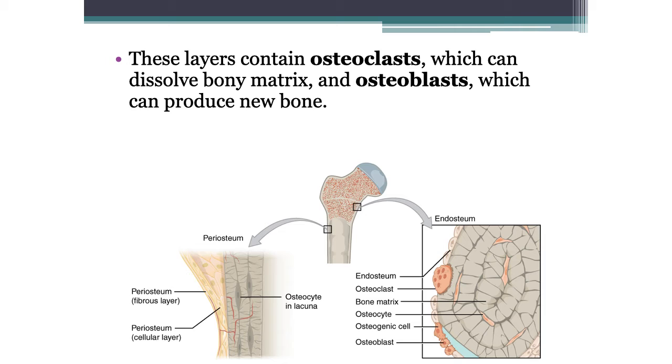These layers contain osteoclasts, which can dissolve the bony matrix, and osteoblasts, which produce new bone. So the osteoblasts are going to be used to produce new bone. So we know that when you're growing or need to seal up a fracture in the bone, we're going to need those osteoblasts in order to do it.